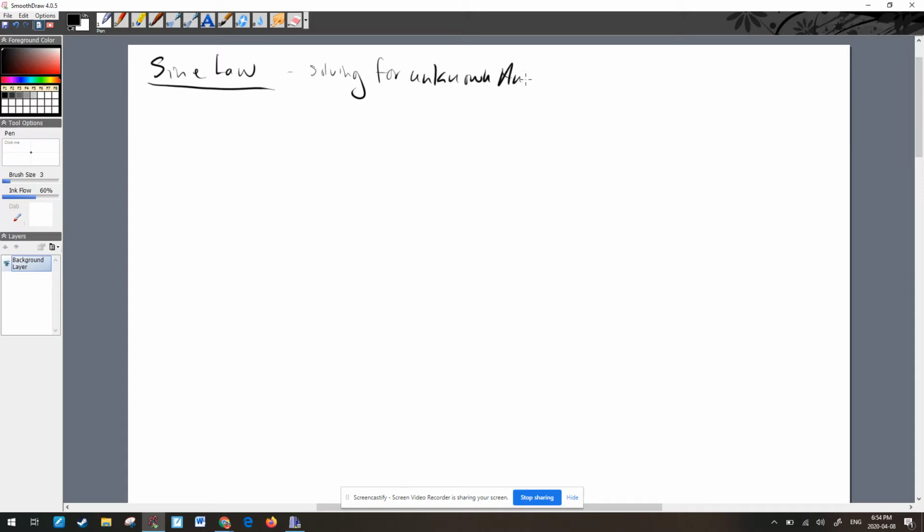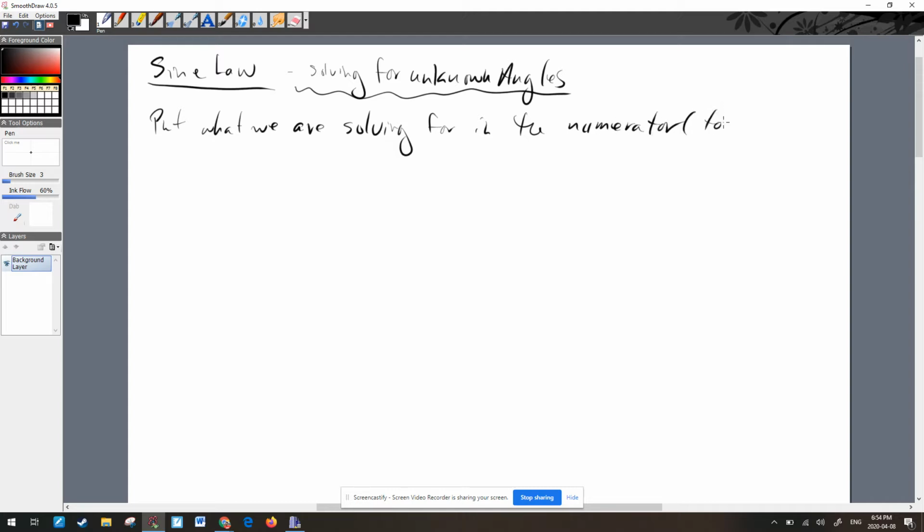unknown angles. Okay, so sine law, solving for unknown angles. So recall there were two variants to sine law: A over sine A, B over sine B, C over sine C, and then there was sine A over A, sine B over B, sine C over C. And the tip I give you is remember to put what you're looking for in the numerator. So I'm going to write that out again. Put what we are solving for in the numerator, on top. If we remember that, then it should make it easier.